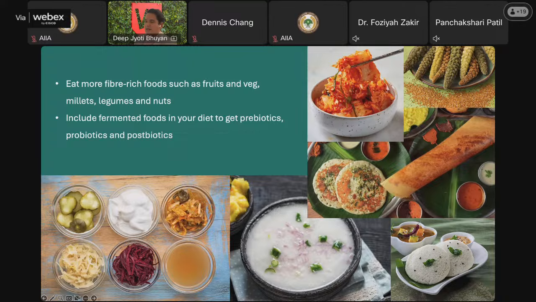I'm from the Northeast, and I grew up eating fermented rice. There were a lot of studies on the probiotic activity of fermented rice as well as South Indian foods like idli and dosa. So please incorporate fermented foods in your diet, which will give you all three components for gut health. That includes prebiotics, probiotics, and postbiotics.